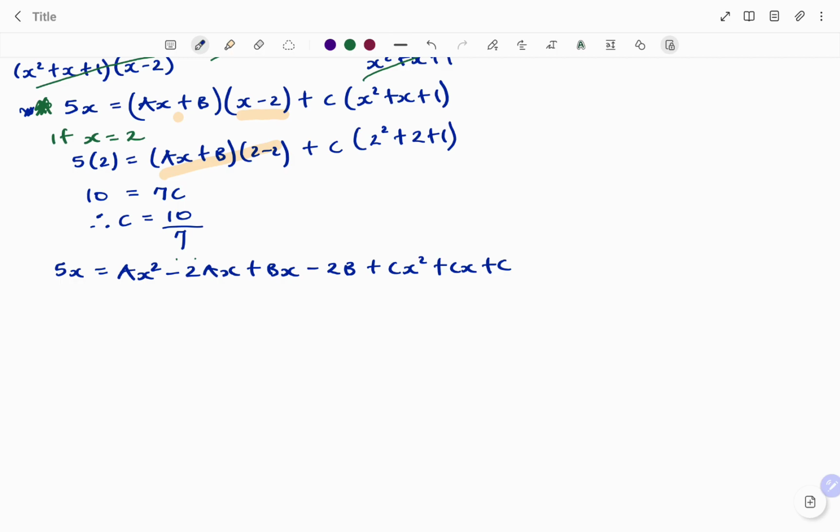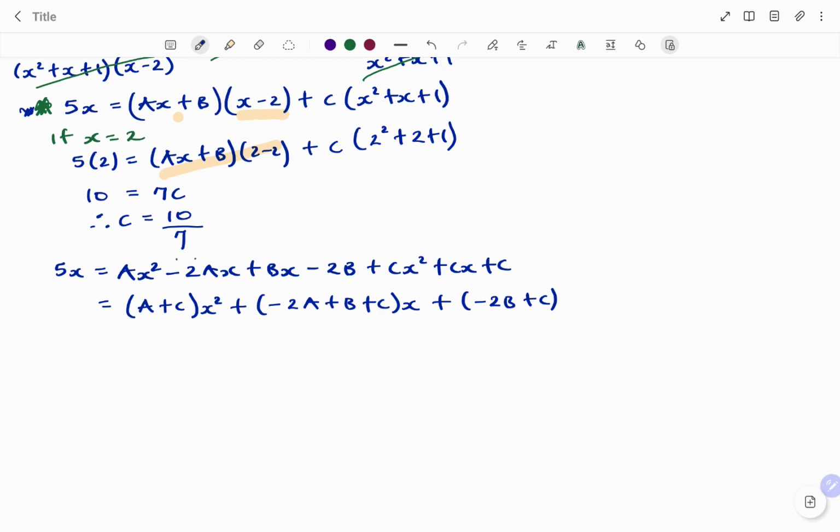So the next step is to group the coefficients. I have all the coefficients of x squared, I have a plus c, so I have that as (a plus c) x squared. Then I have plus coefficients of x: I have (minus 2a plus b plus c) multiplying my x, and my constant term, I have plus (minus 2b plus c), close bracket.